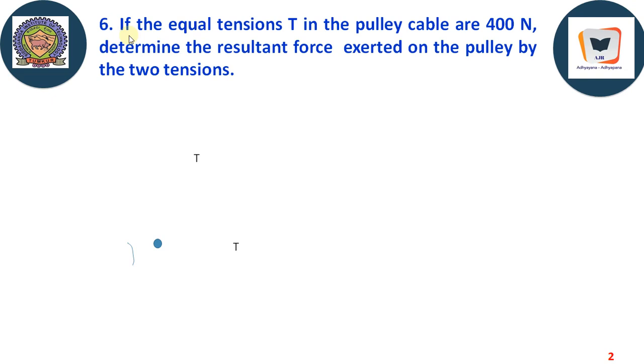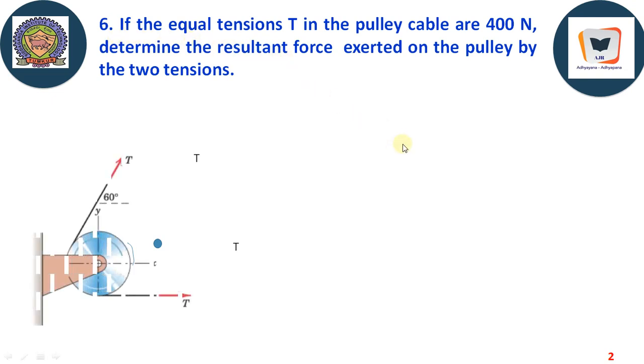4 problems we did in our tutorial 2, and this is the second problem in tutorial 3, which counts to be 6. If the equal tensions T in the pulley cable are 400 Newton, this is also 400 Newton, this is also 400 Newton, determine the resultant force exerted on the pulley by the 2 tensions.